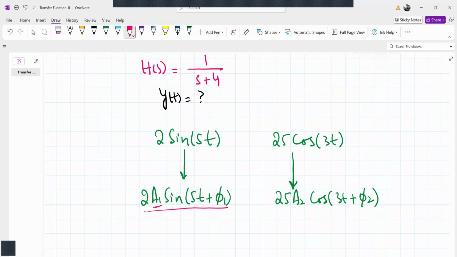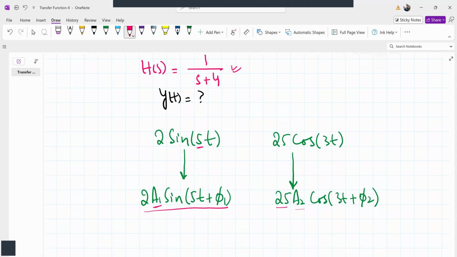And how do we determine A1? A1 will be determined from this, replacing s by j omega. Now remember, omega here is 5. Similarly, what will be the output for 25 cosine 3t? Output will be simply 25 A2 cosine 3t plus phi 2. And our goal is to find A1 and phi 1, A2 and phi 2 from the transfer function. Remember, the frequencies of the two sources are different.